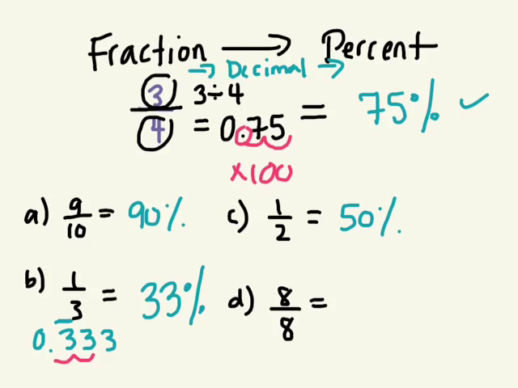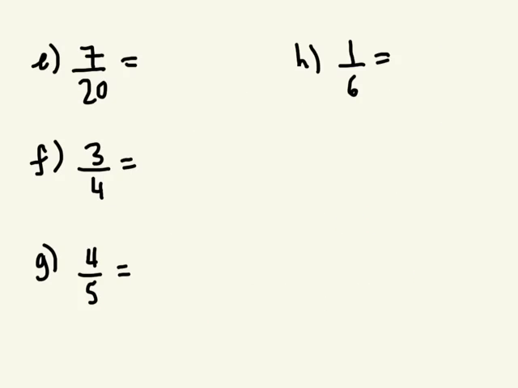Perfect. 100%, excellent. Brian, E, 7 out of 20. Pardon? 35%. F, we already did this one. What was it? 75%. G, Mark? 80%, good. And H, Alvaro. Did you get it?